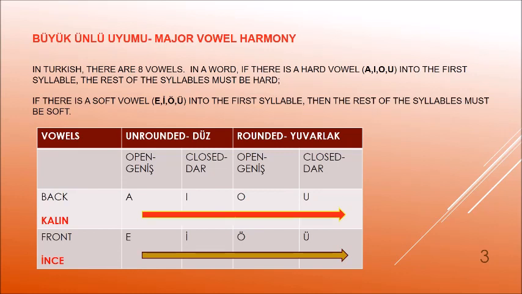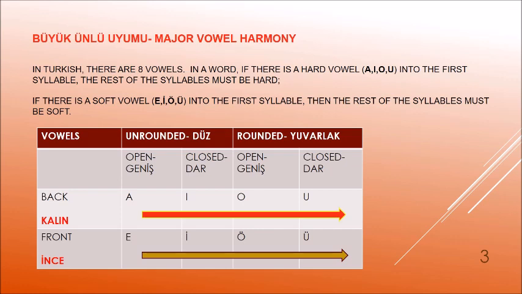Büyük ünlü uyumu, major vowel harmony. In Turkish, we have 8 vowels in the alphabet. They are A, E, I, İ, O, Ö, U, Ü. So we divide these vowels into 2 sections. They are back and front vowels. As you see on the chart, we totally classified our vowels with their sounds.